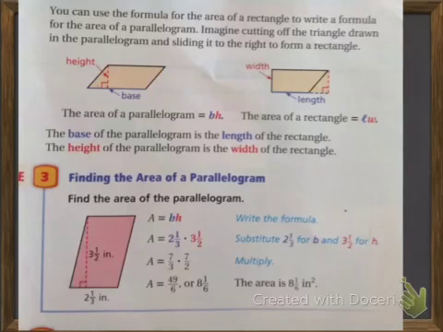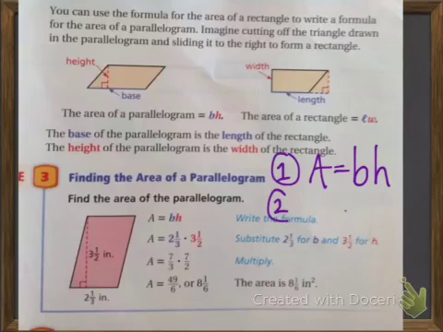Okay, if we look at example 3, the directions say find the area of a parallelogram. So, parallelogram, the first thing you're going to do is write A equals base times height. The second thing you're going to do is plug in what your base and your height equal. Your base equals 2 1/3. Your height equals 3 1/2.